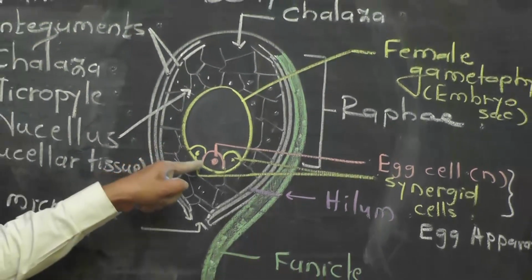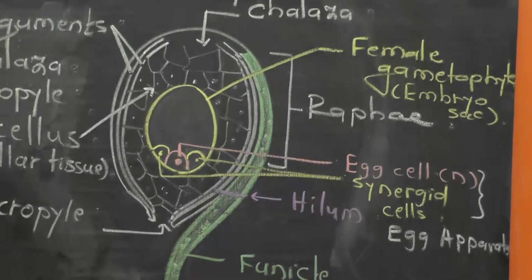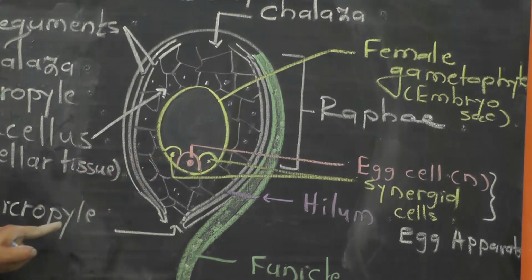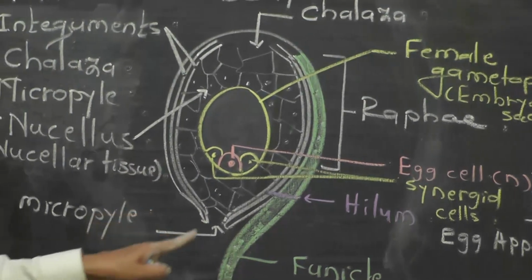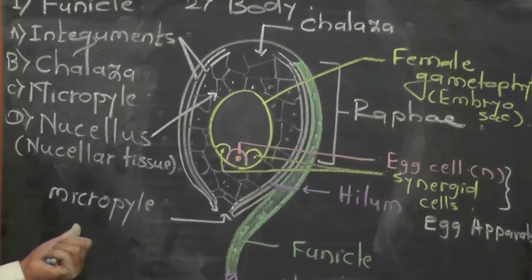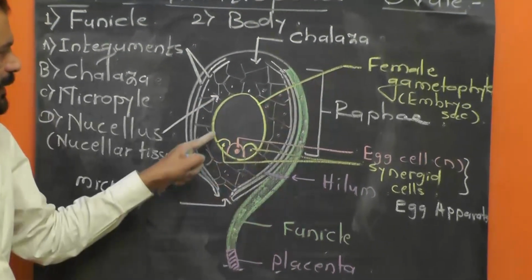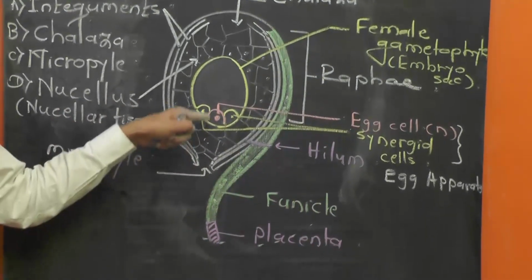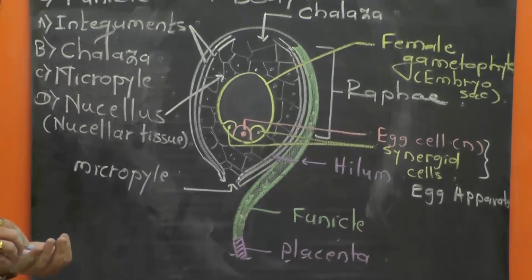Now, here I have shown the egg apparatus, that is the group of three cells. Now look, this egg apparatus is present towards the micropylar end, that is towards the micropyle, isn't it? You know, this opening is called micropyle. This means in this female gametophyte the egg apparatus is towards the micropyle, towards the micropylar end.